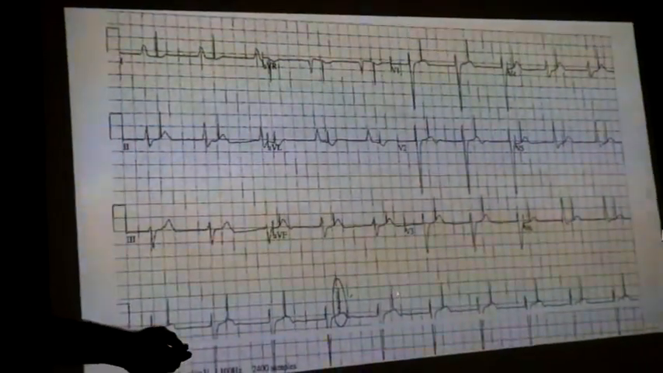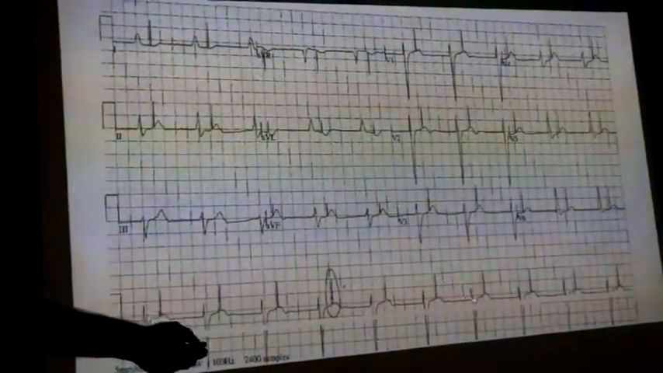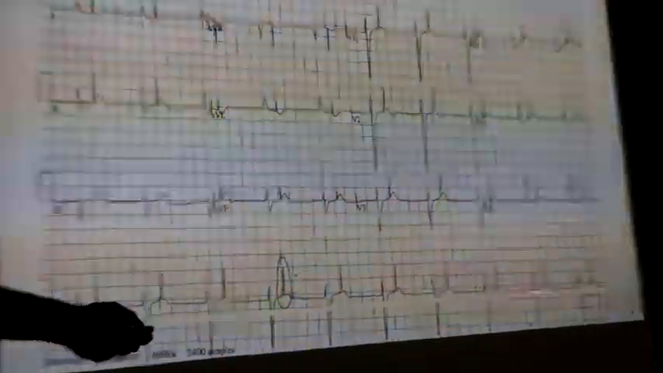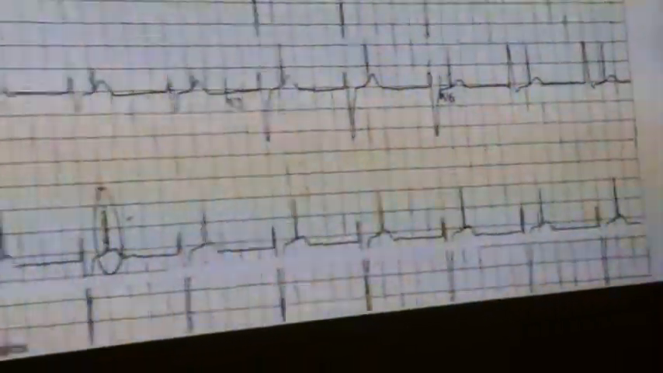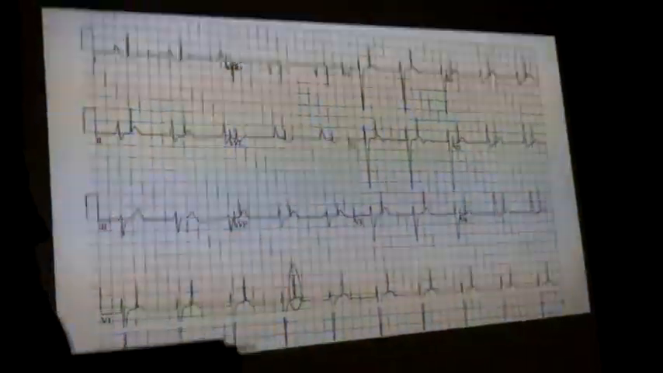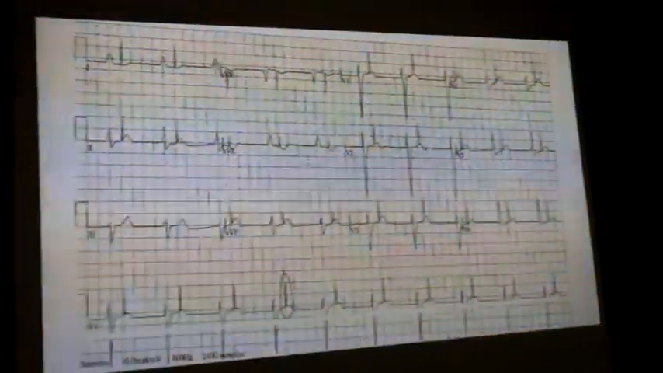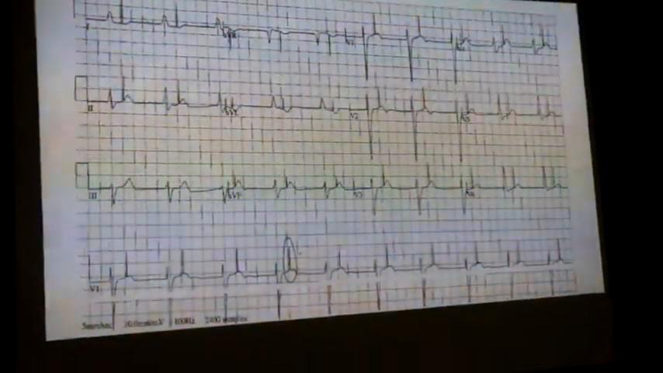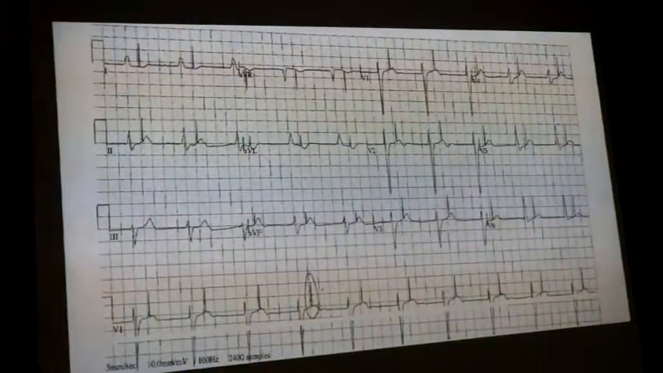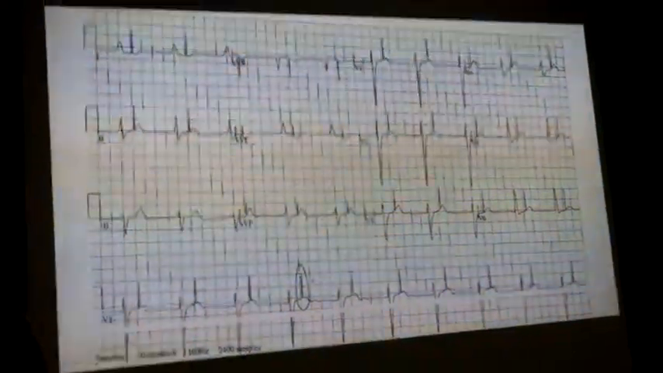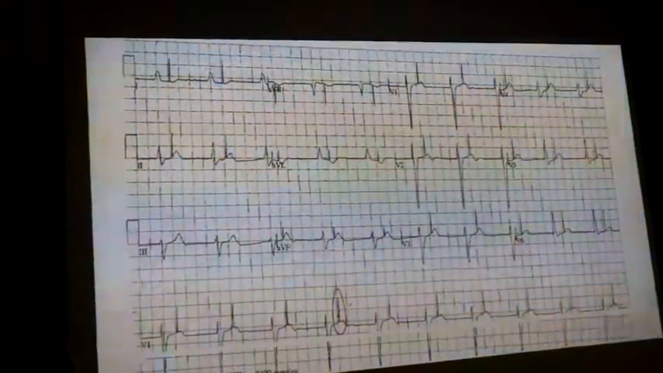So this A pace conducts to V, A pace conducts to V, A pace conducts to V, A pace conducts to V. That's quite a long first degree heart block, yeah? Extreme first degree AV block, which can cause significant heart failure symptoms, right?